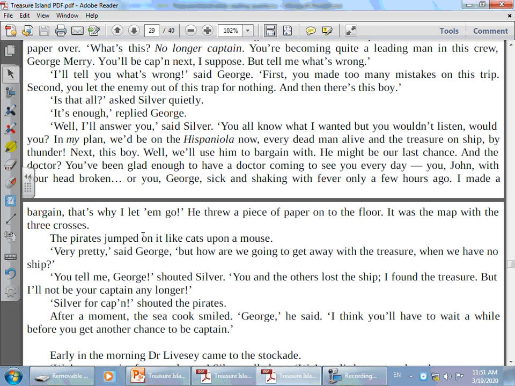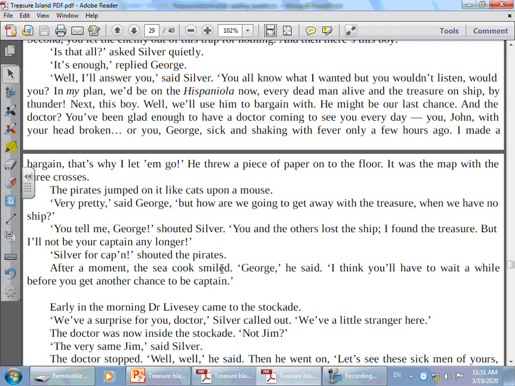The pirates jumped on it like cats upon a mouse. Very pretty, said George, but how are we going to get away with the treasure when we have no ship? You tell me, George, shouted Silver. You and the others lost the ship. I found the treasure, but I will not be your captain any longer.